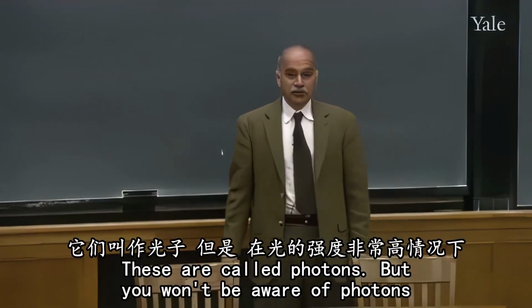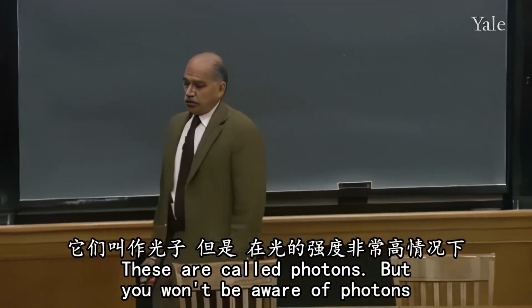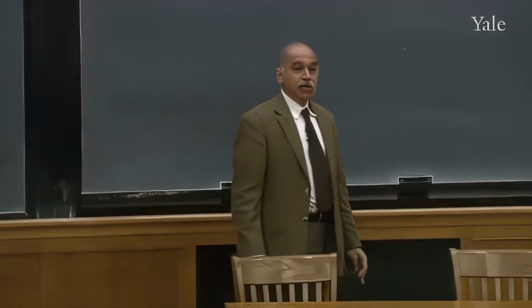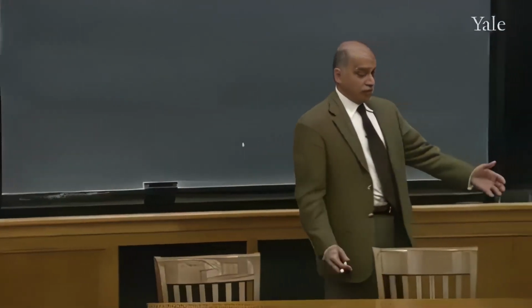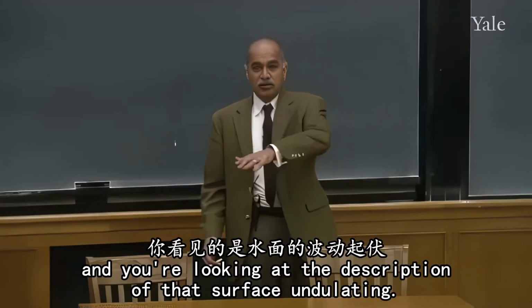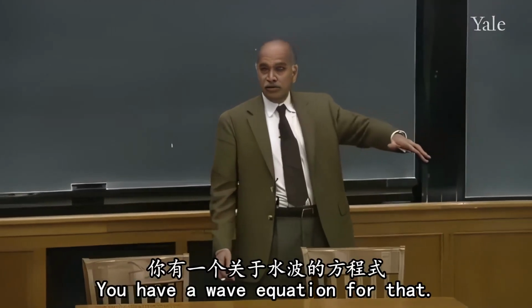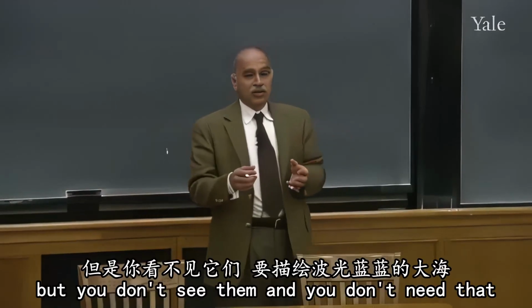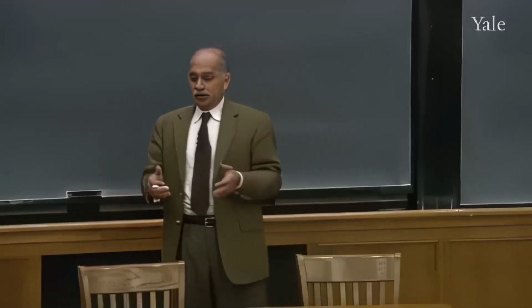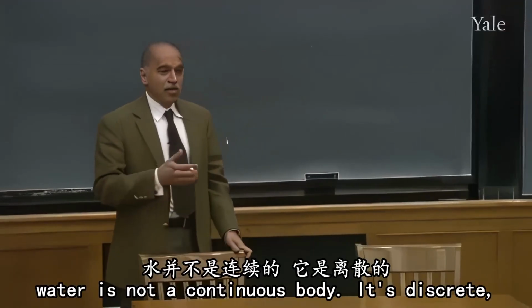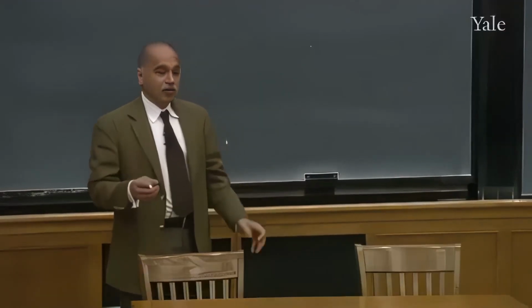These are called photons. But you won't be aware of photons if the light is very intense because there are so many of them coming at you. It's like saying if you look at water waves, you see a nice surface and you're looking at the description of that surface undulating, and you have a wave equation for that. But if you really look deep down, it's made of water molecules. But you don't see them, and you don't need that for describing ocean waves. But at some deeper level, water is not a continuous body. It's discrete, made of molecules.